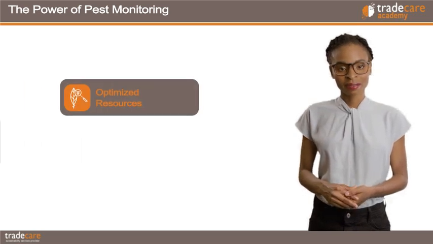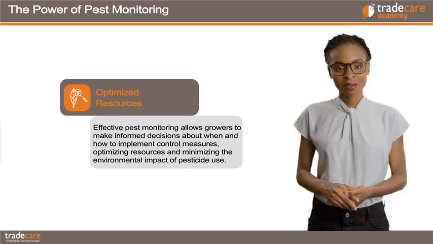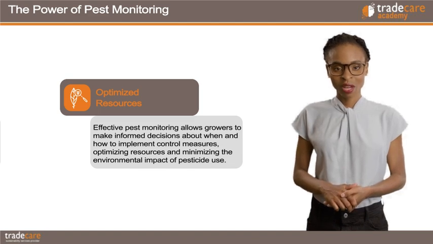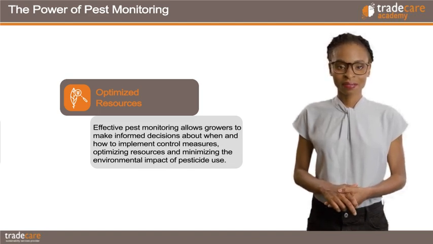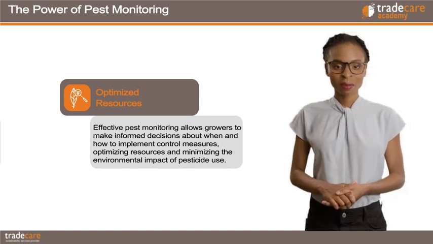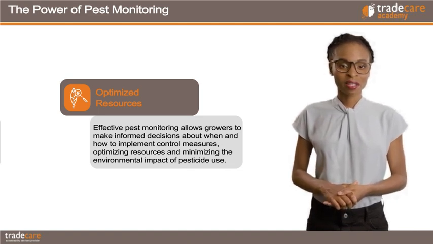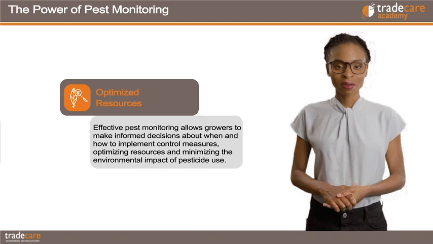Optimized resources. Effective pest monitoring enables growers to make informed decisions about when and how to implement control measures. This optimization not only enhances resource efficiency but also minimizes the environmental impact associated with pesticide use.